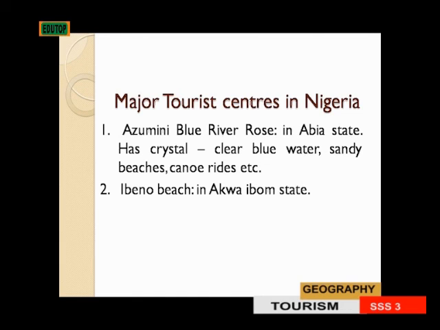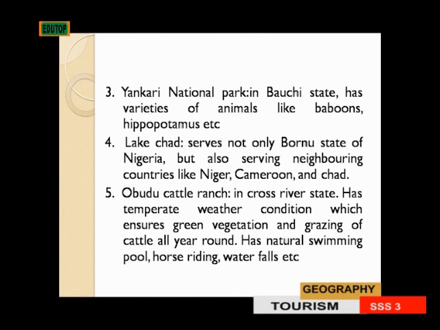We also have the Ibeno Beach, and Ibeno Beach is located in Akwa Ibom State. We have the Yankari National Park in Bauchi State. It has varieties of animals like baboons, hippopotamus, etc., which are available for viewing all through the year.